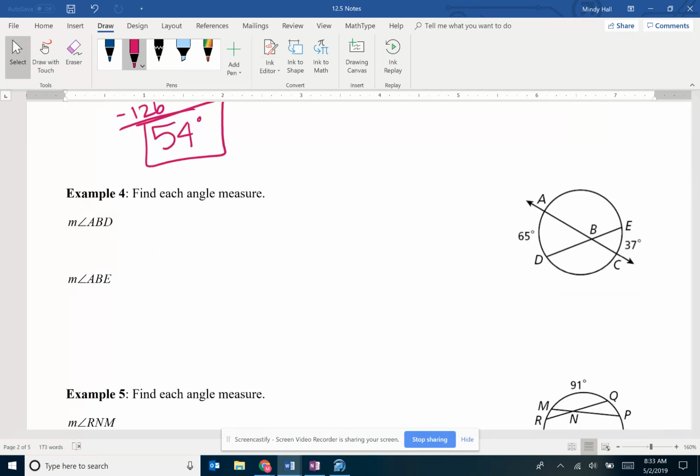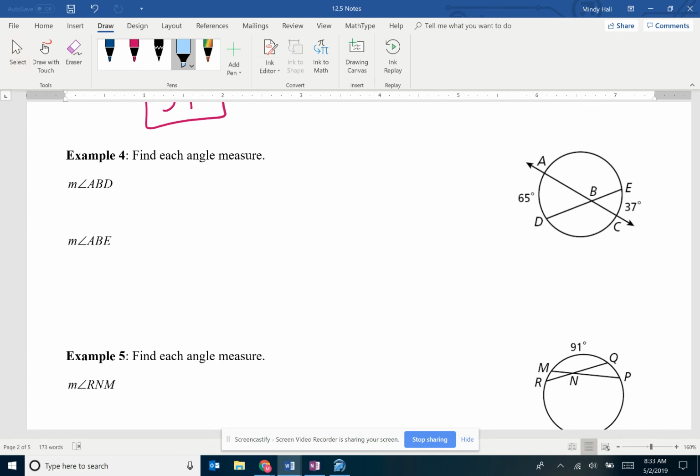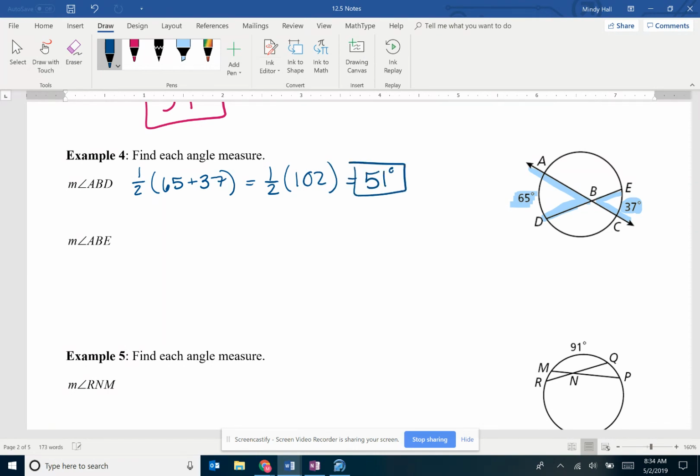Okay. So going on, measure of angle ABD, we'd have A to B to D. So we're going to be looking at this 65. And if you look at its vertical angle, we're going to be looking at this 37. So because it's inside the circle, it's going to be added, and we're going to take half of it. So we'd have 1/2 times 65 plus 37. And 65 plus 37 is 102, which gives you 51 degrees.